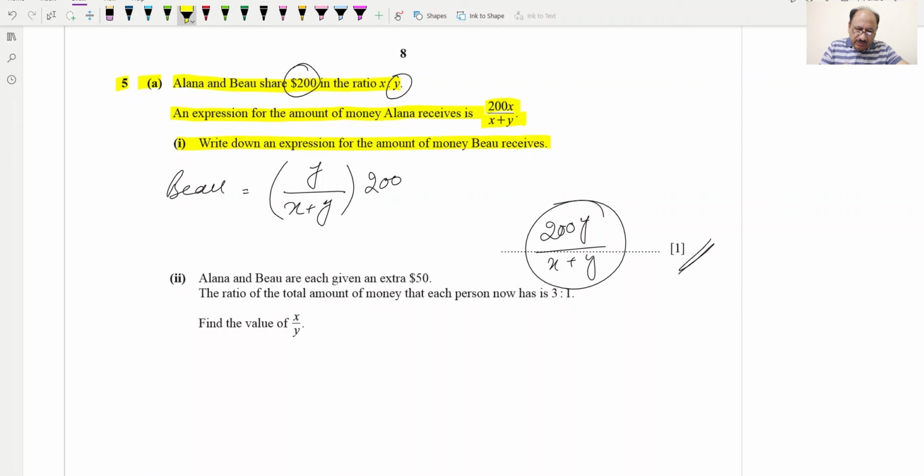Now they are saying these two persons are each given an extra $50. The ratio of the total money that each person now has is 3:1. Find the value of x over y.